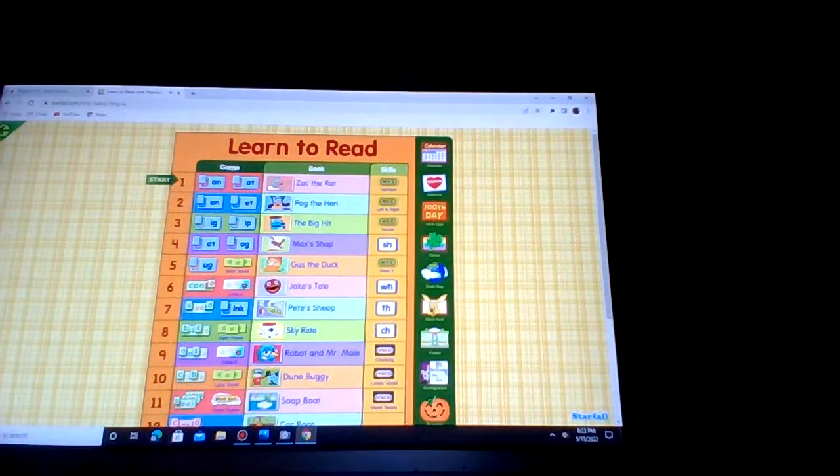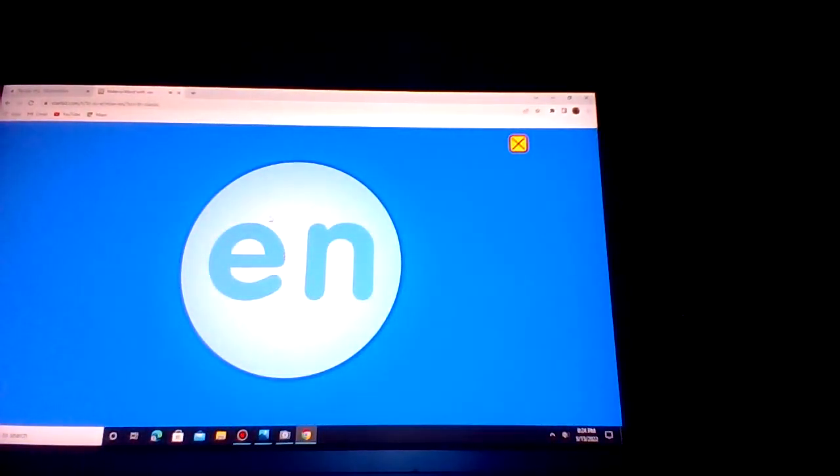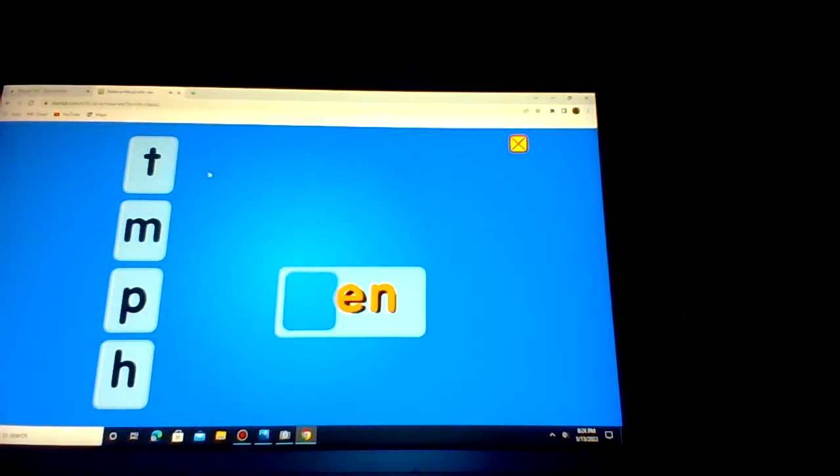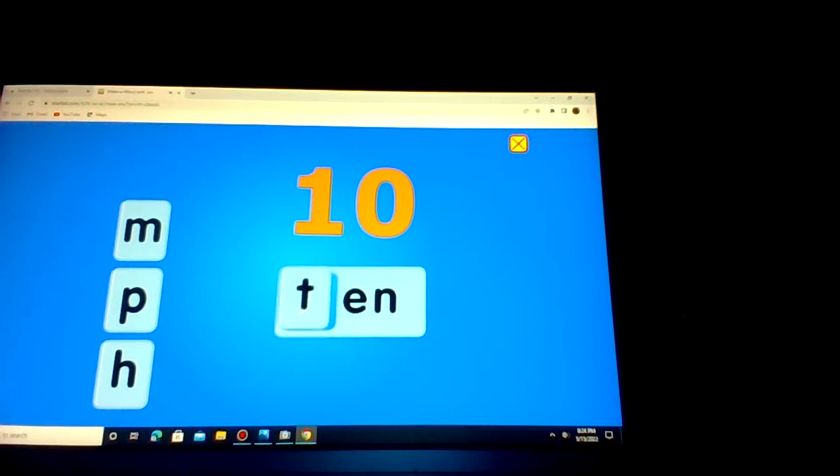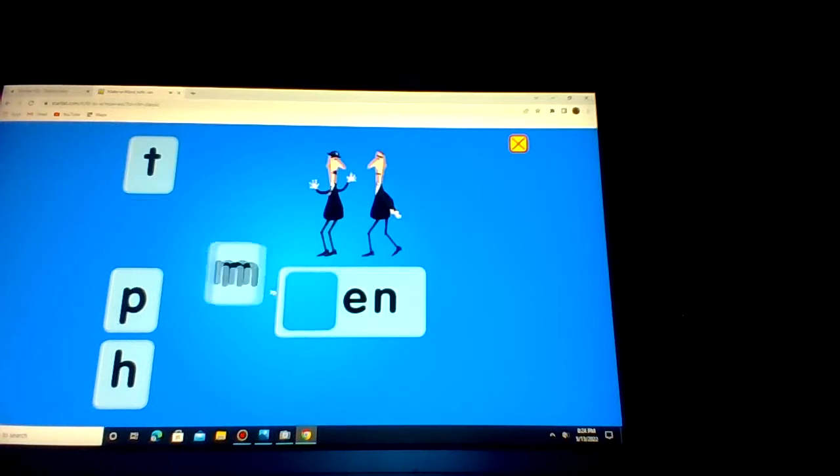Next one is the place where you make words. Now let's play make a word with the picture: mix and match the picture. Then ten. Play it, play with us, we have more play.